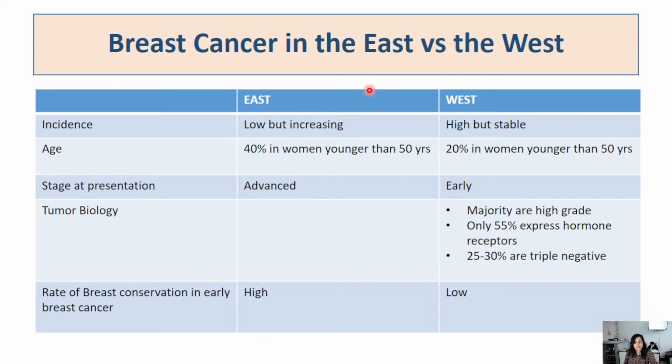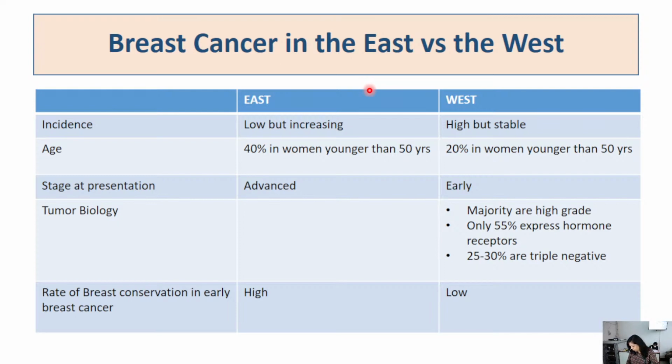The breast cancer in younger women is seen in the East. 40% of the cancer in the breast is seen in women younger than 50 years. Whereas in the West, that number drops to just 20%. So mostly the cancer is a disease of women above 50. We get an advanced stage at presentation, whereas the West is able to pick up cancers very early due to several reasons, mainly breast awareness and population-based screening.